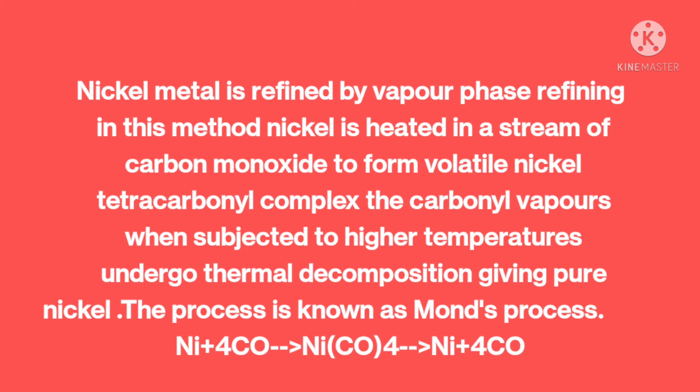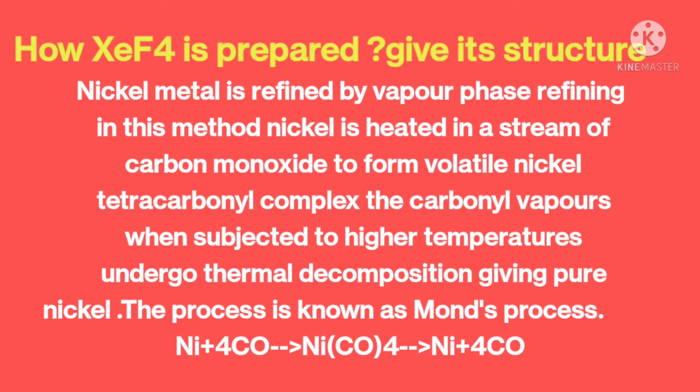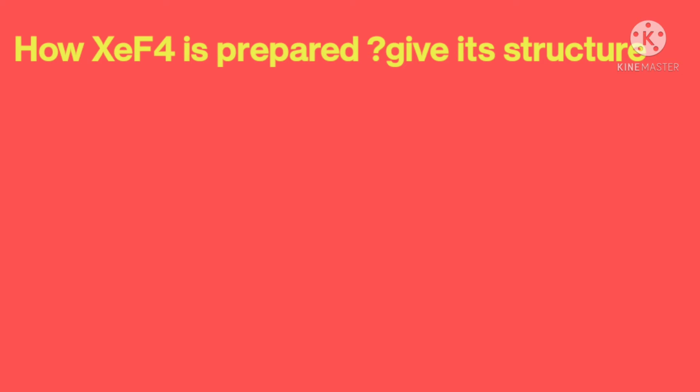Nickel metal is refined by vapor phase refining. In this method, nickel is heated in a stream of carbon monoxide to form volatile nickel tetracarbonyl complex. The carbonyl vapors, when subjected to higher temperature, undergo thermal decomposition, giving pure nickel. The process is known as Mond's process. Nickel plus 4 carbon monoxide will form tetracarbonyl nickel, which on heating forms nickel plus 4 carbon monoxide.